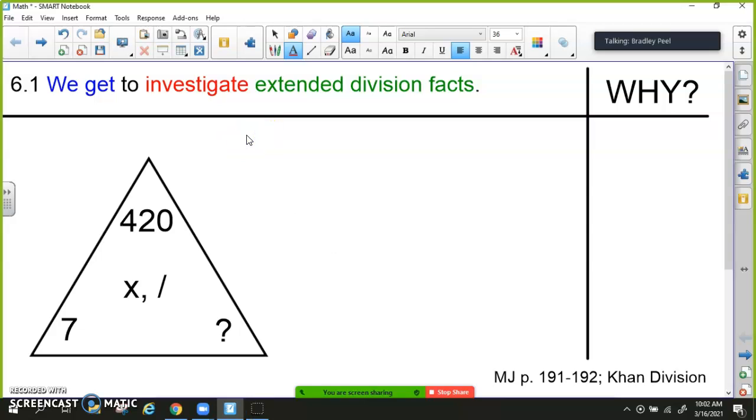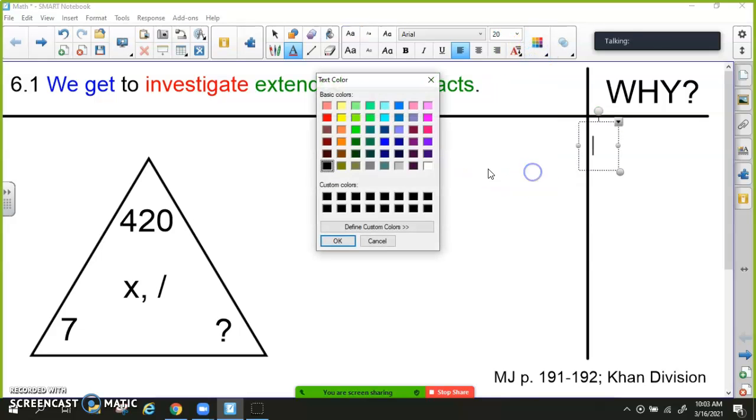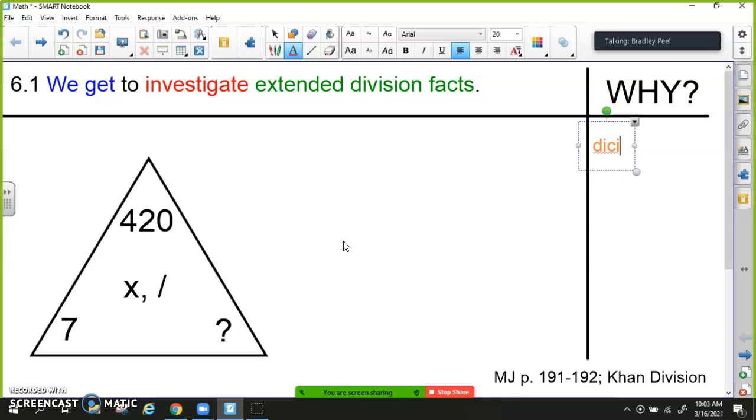Today we're working on 6.1 as we investigate extended division facts. The reason we're working on this is because we're moving from multiplication into working on division. So having strong division skills is important. And we're also working on this idea of number sense and that numbers have relationships, right?